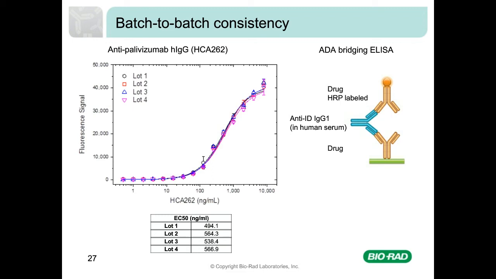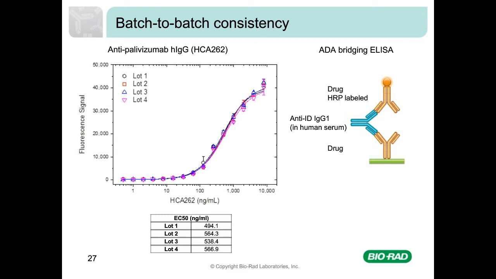Every new batch is compared to the reference batch using the same assay protocol. In this graph, the anti-drug-antibody bridging ELISA assay for one of our anti-palivizumab anti-idiotypic antibodies is shown, which is in human IgG1 format. Lots 1 to 4 of this anti-idiotypic antibody were tested in parallel, and 1 lot was selected as the reference batch. Within error, all lots show the same binding.